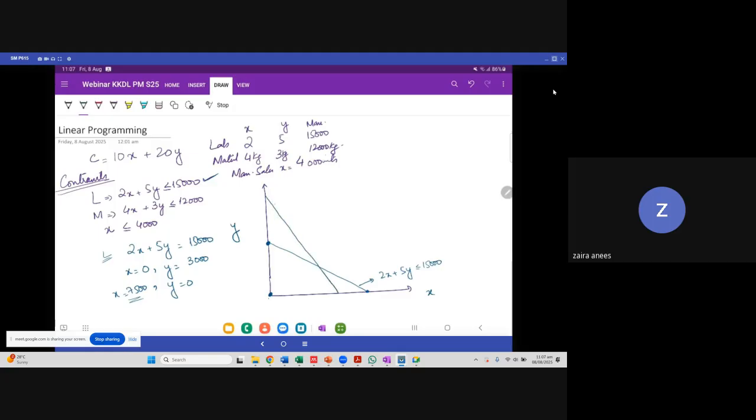I'm not plotting it because generally this is something which is given in the question. So the material equation is 4x plus 3y should be less than or equal to 12,000. And then there is a demand constraint that production should not exceed 7,500. So let's suppose this is the line for 7,500, right? So x should be less than or equal to 7,500. This will get closed.